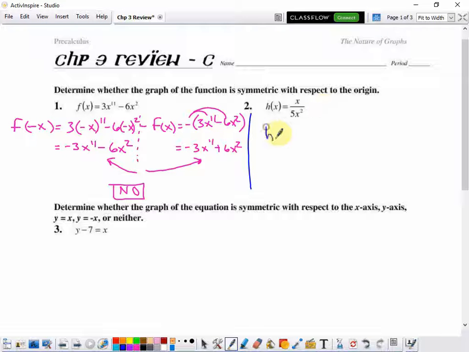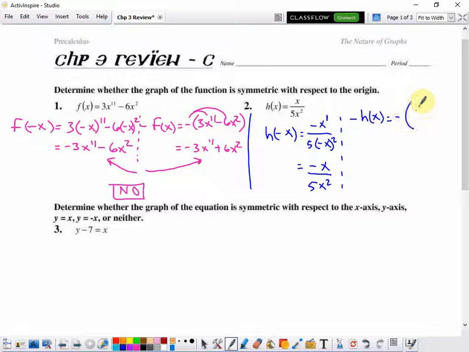Number 2, h of the opposite of x is negative x over 5 times negative x squared. That negative has an odd power, it's the first power, so that negative is going to stay. This negative has an even power, so that's going to cancel it out, so we have 5x squared in the denominator. The opposite of h of x is negative x over 5x squared.